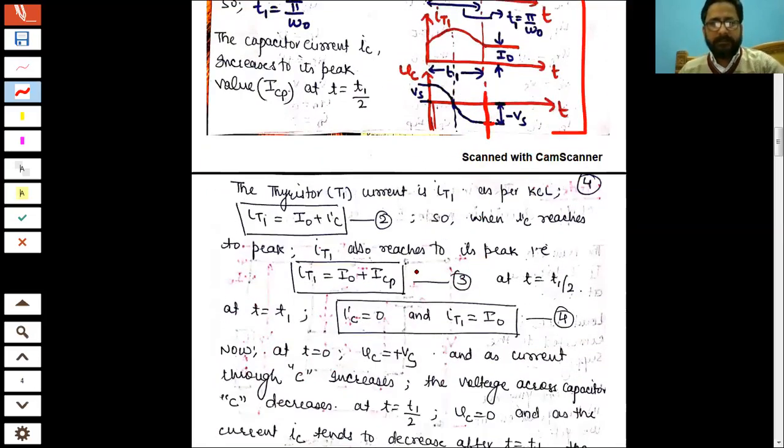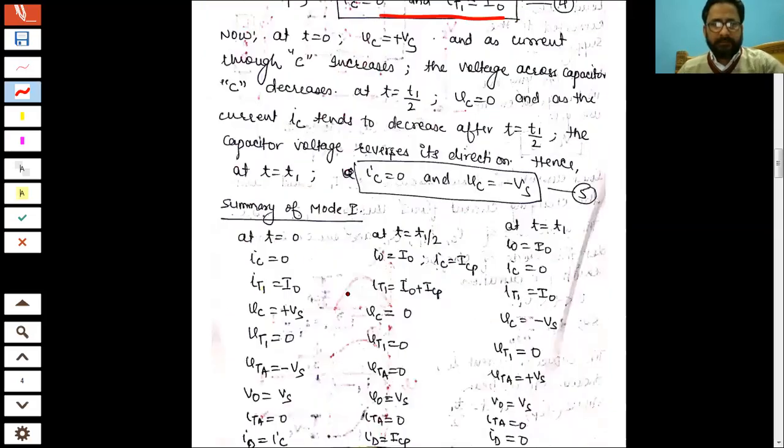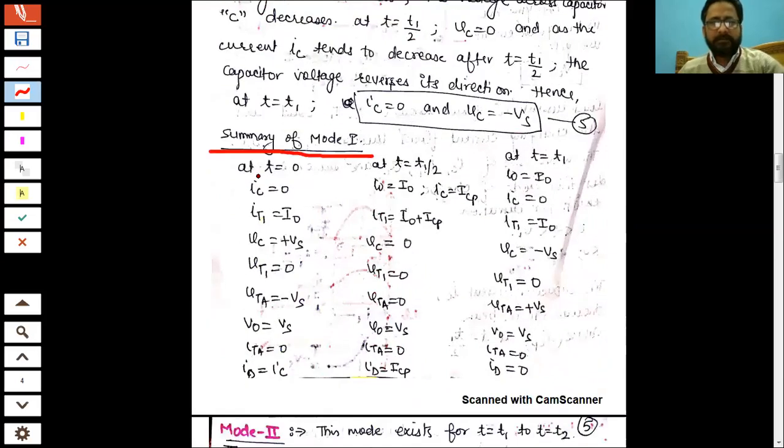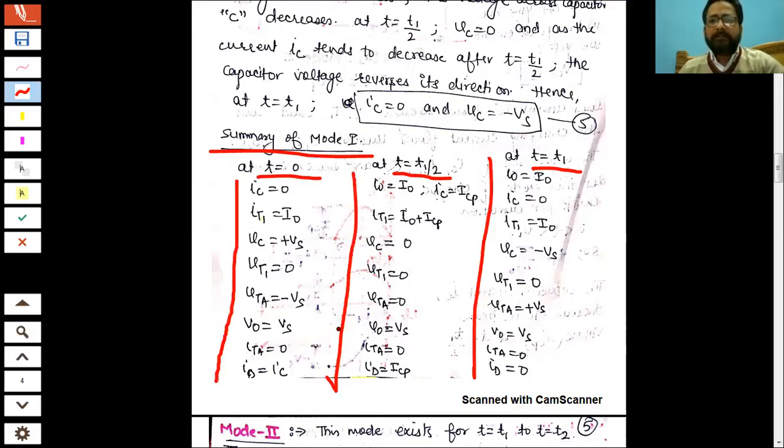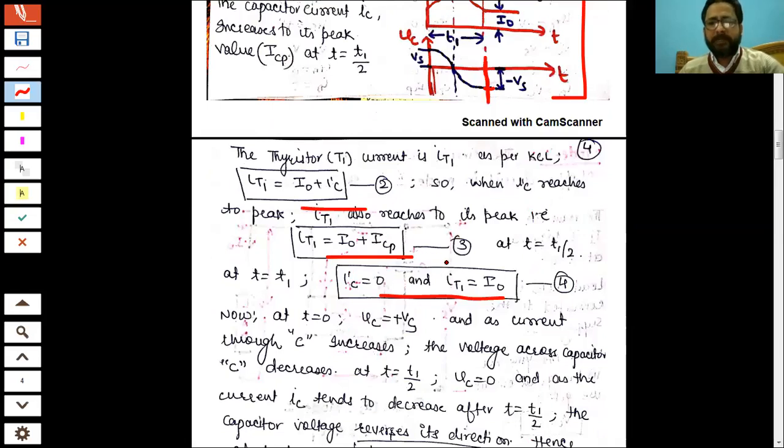ये वेव फॉर्म्स हैं. बाकी सारी कहानी जो अभी बताई है वो यहाँ पे लिखी हुई है, राइट? यहाँ पे आई हैव मेंशन द समरी ऑल्सो. एट टाइम t इज इक्वल टू 0 क्या है, और मिडल ऑपरेशन में क्या है, देन एंड ऑफ द ऑपरेशन एट टाइम t इज इक्वल टू t1 पे क्या है, ये सारा यहाँ पे समरी लिखी हुई है. आप इनको चाहे तो यू कैन verify from the waveforms also, right? So this is what actually will happen in mode 1.